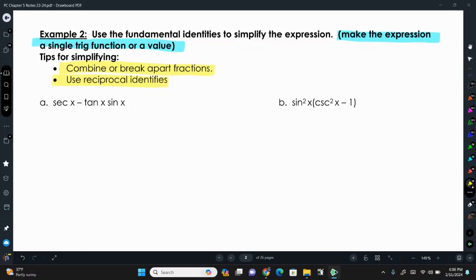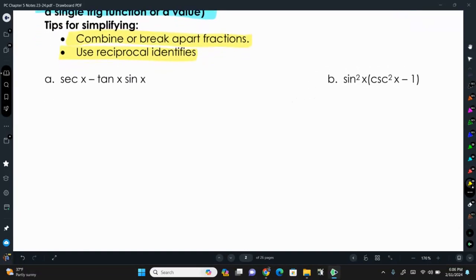So right here we have the secant of x minus tangent of x times sine of x. And it doesn't equal anything, so we're not trying to solve. So our answer is not going to be x equals something. What we're trying to do is simplify this. Instead of having 3 trig functions written out with 2 separate terms, we want to see, can we combine that a little neater.